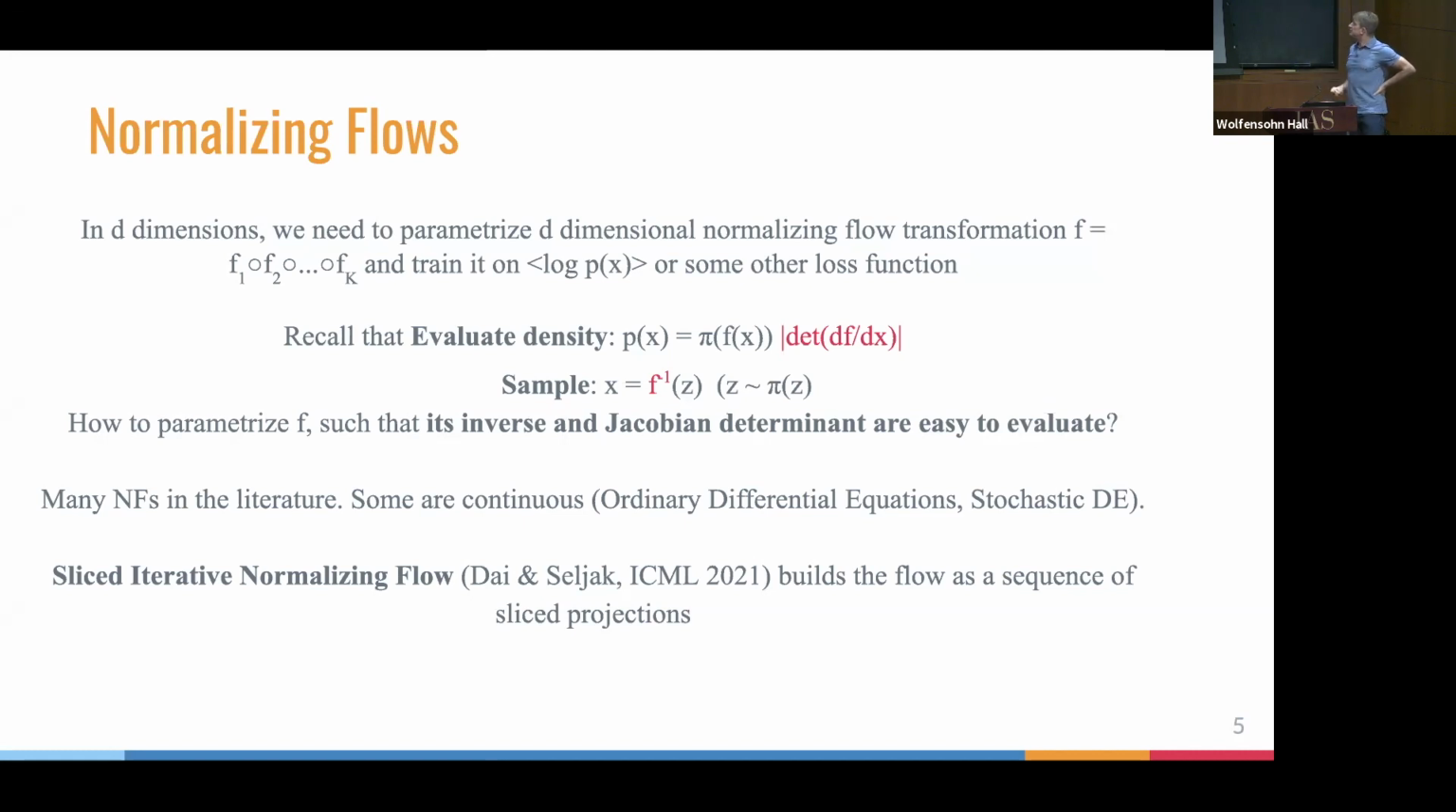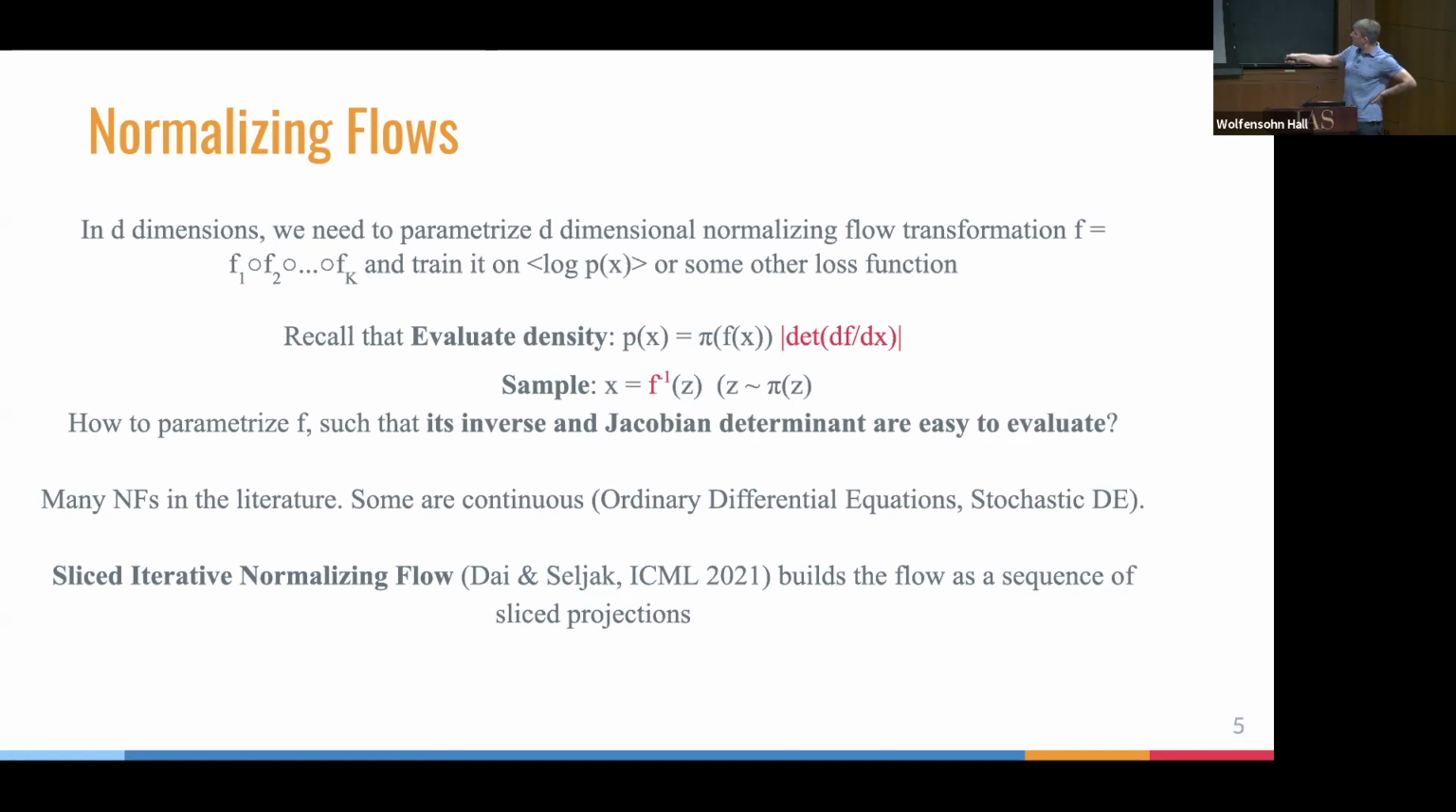But in high dimensions, the problem is hard, and in general, there is no unique solution. So what we want to do, therefore, is we want to still parameterize this f such that the inverse and Jacobian are easy to evaluate. So there are many different approaches to this, and some of them actually are continuous, and they're based on either ordinary differential equations or stochastic differential equations. And they're very fascinating because they have lots of connections to Fokker-Planck equations and so on, so they're very fascinating also from the physics point of view.